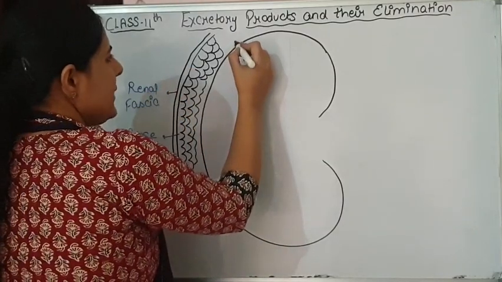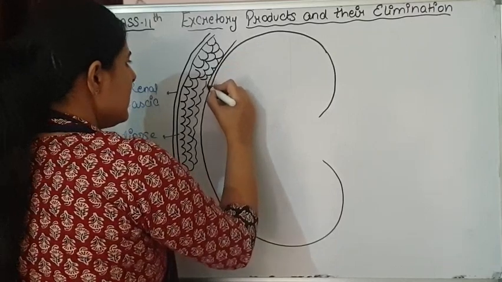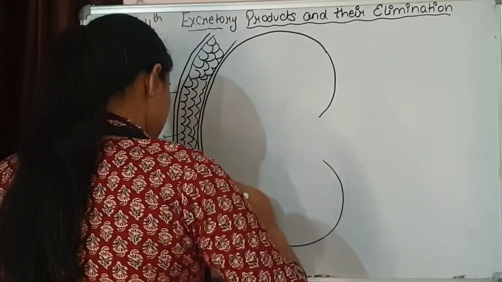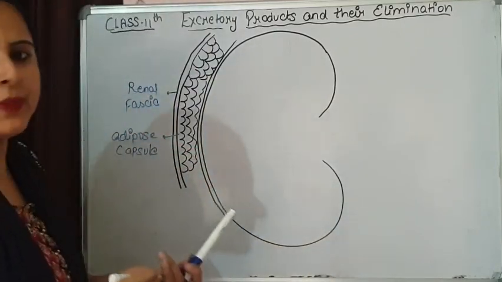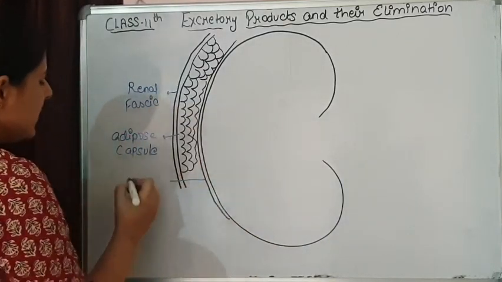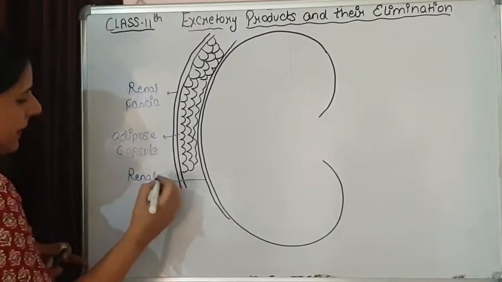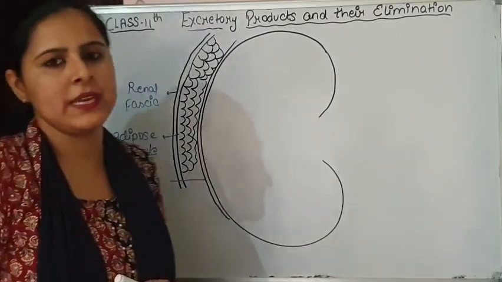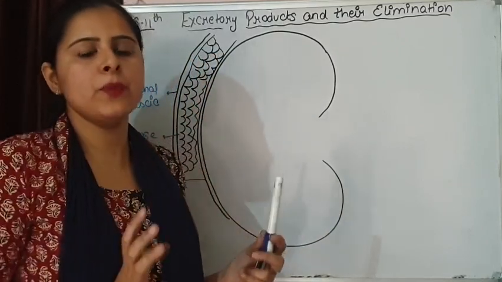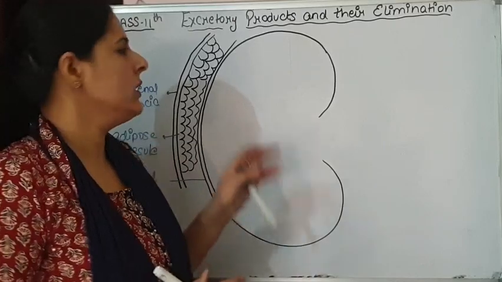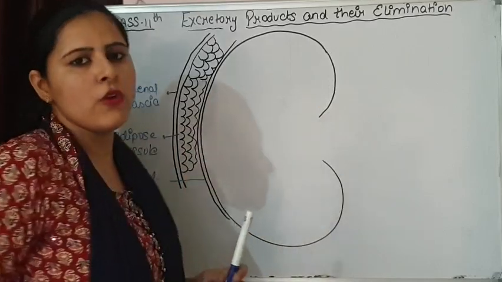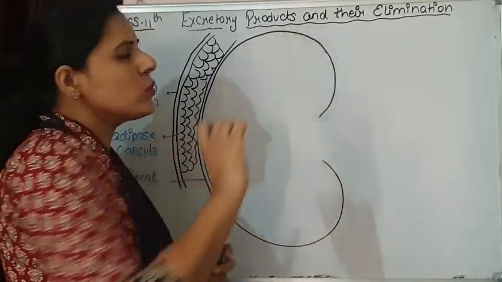Inner to this adipose capsule is another layer made up of fibrous connective tissue, also known as the renal capsule. These act as a protective covering and prevent any mechanical injury to the kidney. Now if we see the interior structure of the kidney, the kidney is divided into two portions.